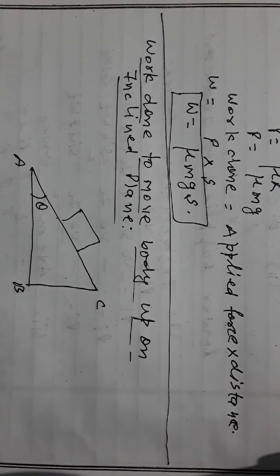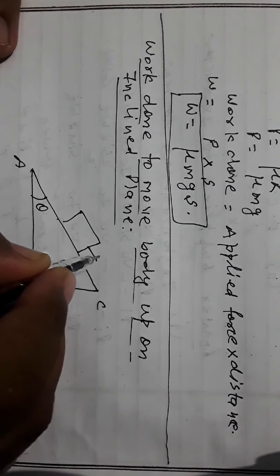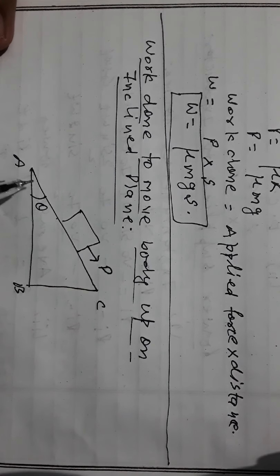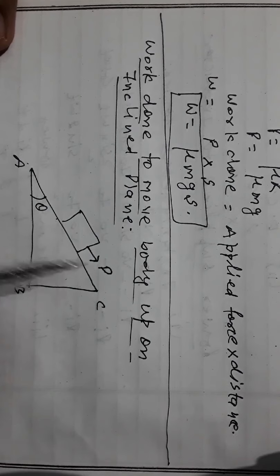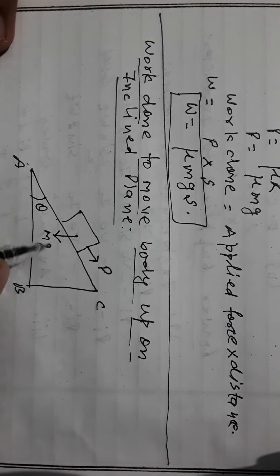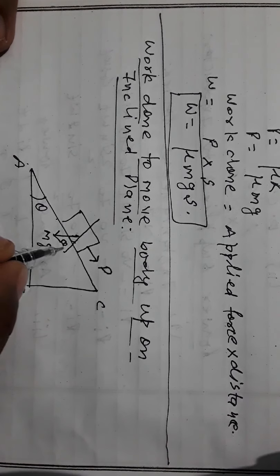Next topic is work done to move a body up on an inclined plane. Let the body be moving up. P is the applied force, and the body covers a distance AC. Its weight mg is acting downward. This is angle theta, the angle of inclination.